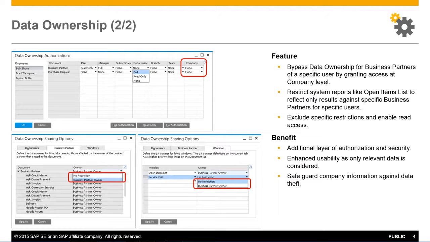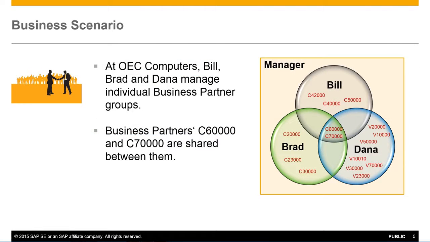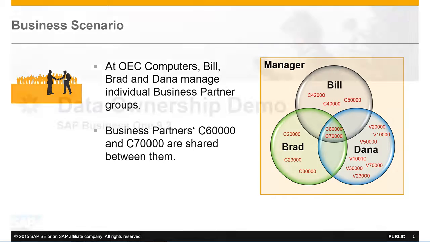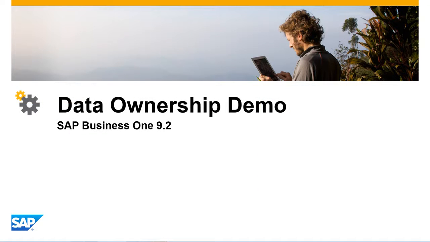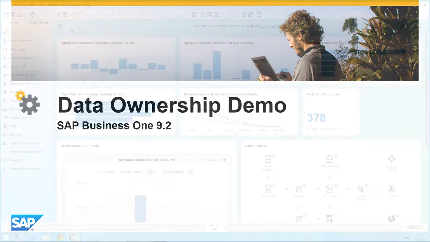So let's have a look at a typical business example. The company OEC Computers and their employees Bill, Brad and Dana all manage their own group of business partners. Only 2 business partners are shared amongst all 3 of them. We have set up the appropriate data ownership rules to control and manage this scenario. So let's see how this is set up in SAP Business One Release 9.2.